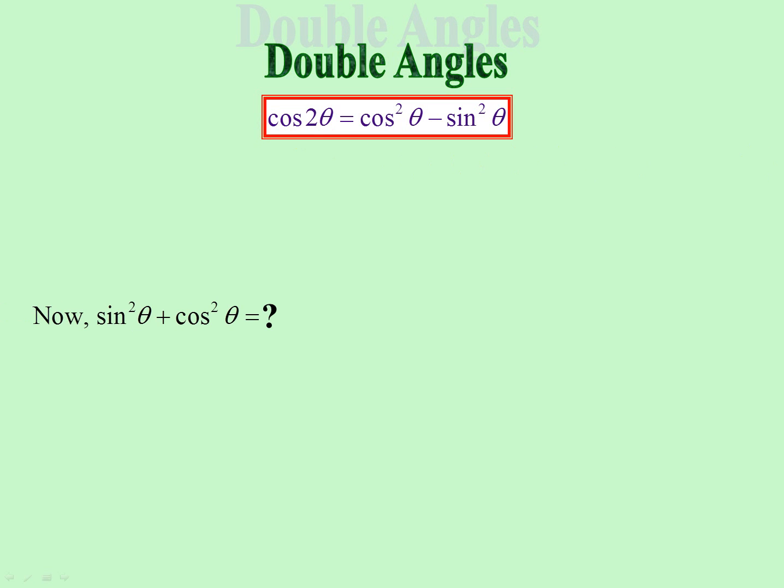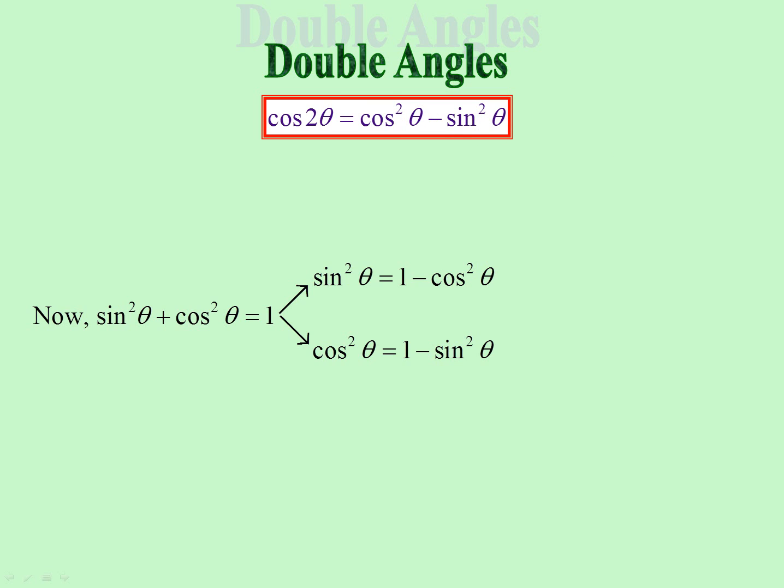Now, sine squared plus cos squared, we've just been talking about, we know, is equal to 1. That gives us two other Pythagorean identities. Sine squared equals 1 minus cos squared. Cos squared equals 1 minus sine squared. Now what we're going to do is take each of these in turn and substitute it into the original formula, and it's going to give us two more formulae. There are 3 cos double angle formulae, and they are appropriate for different situations.